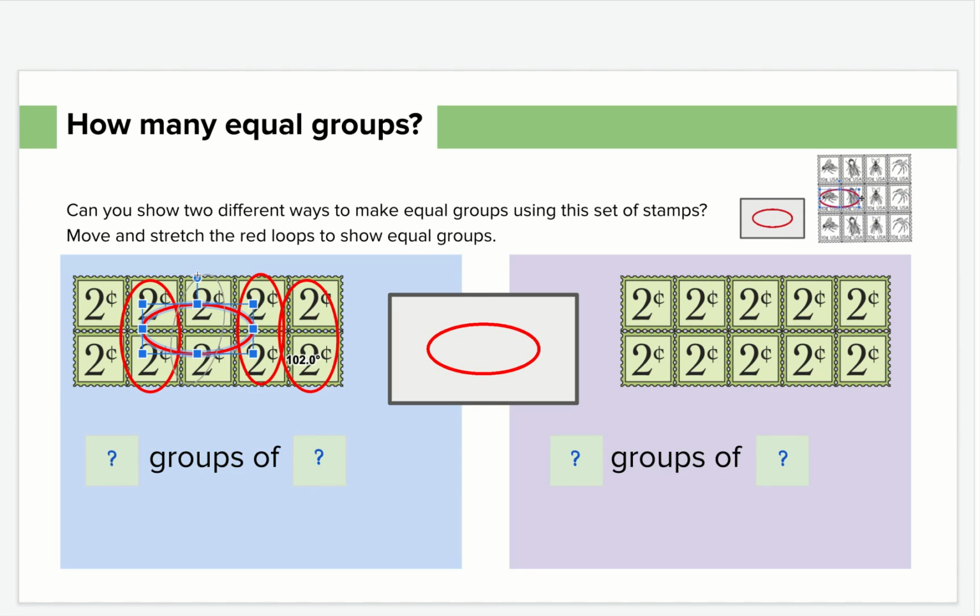Still, I have a couple more to go. How many equal groups am I going to have if I make groups of 2?